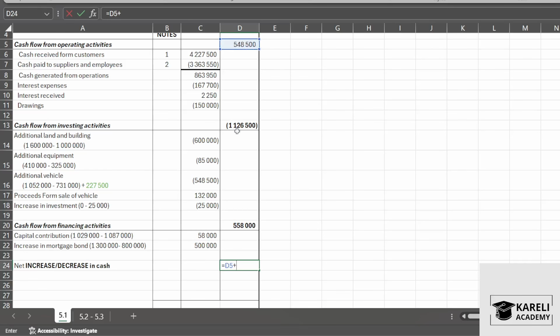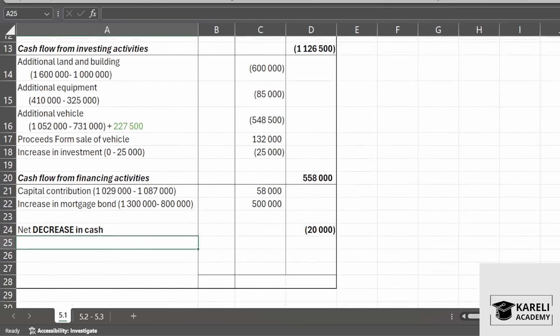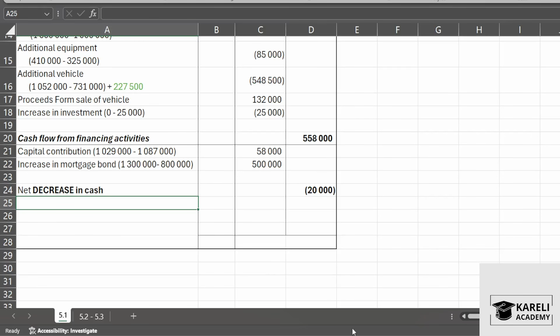minus cash from investing activities plus cash from financing activities. They give us minus 20,000. Now, if it gives you a negative answer, that means it is a decrease. That is a cash decrease. That is the net decrease in cash. Do we see that?